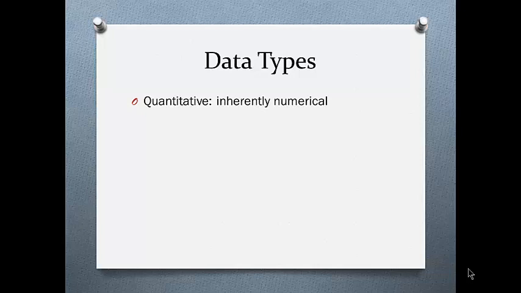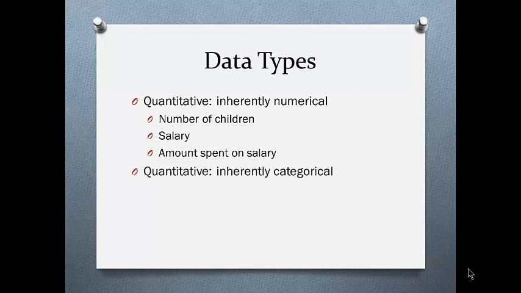Quantitative is height, 5 foot 4 inches. Quantitative is the number of hours spent watching TV. That's a number that can be reported. Very clearly numerical. We can do things with it, find averages, add them together. That is quantitative. Salary, amount spent on salary for the company. Those are numbers.